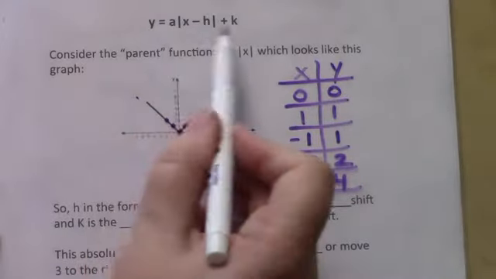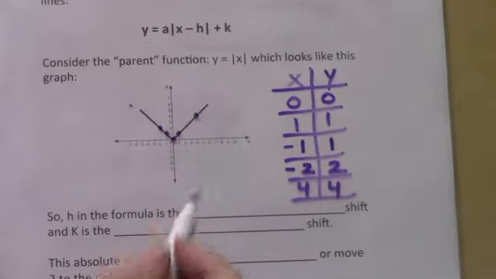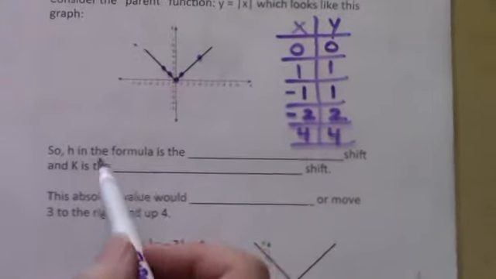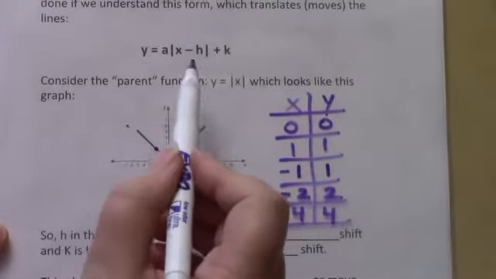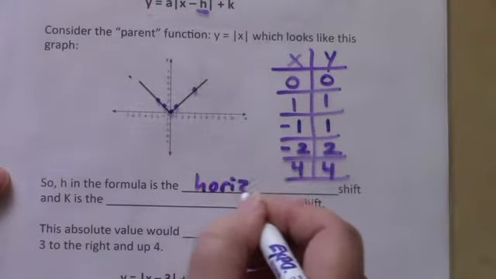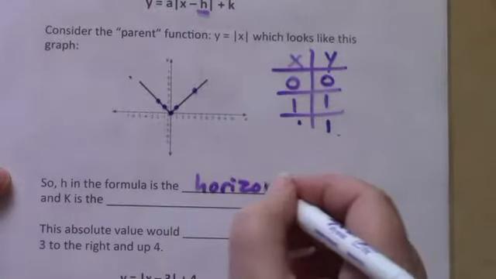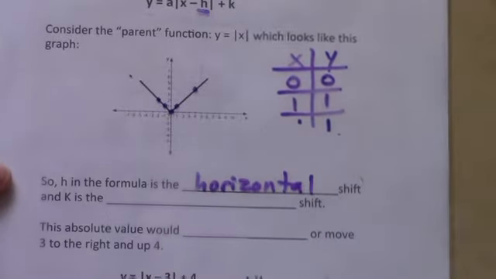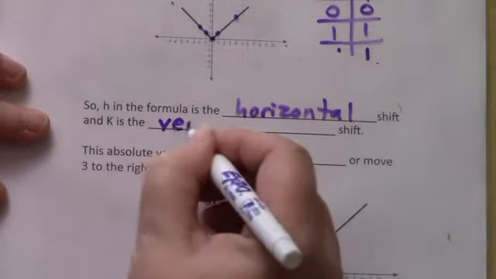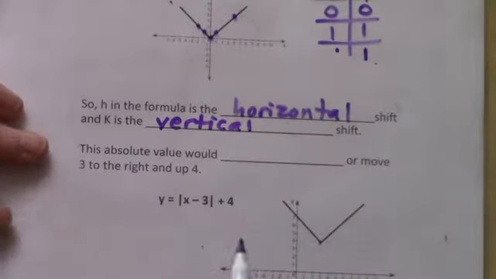Now, when we look at this formula, we're going to take that parent shape and it's going to get moved. You can see now this one, its vertex is not sitting on the origin. So let's take a look at what this means. The h in the formula is the horizontal shift. K is the vertical shift.